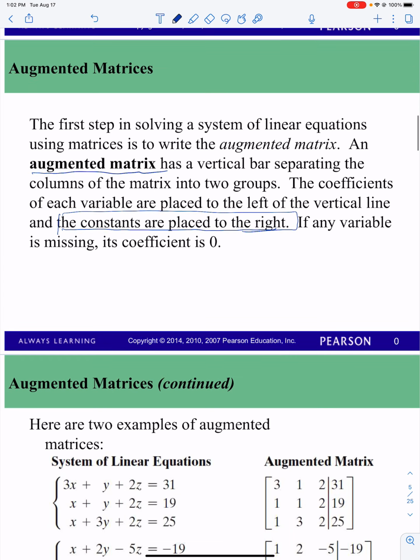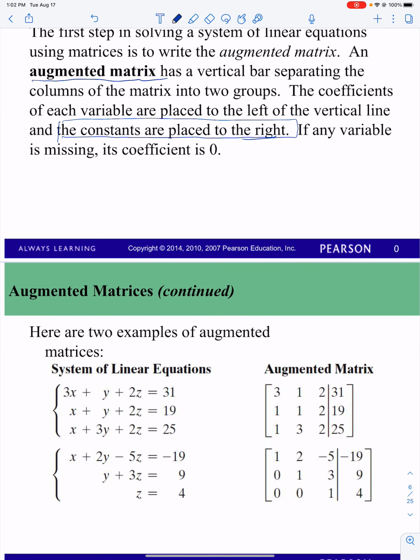Okay, so what does this mean? If you have a system of linear equations like this, the matrix of the coefficients will be on the left. It will be 3, 1, 2, 1, 1, 2, 1, 3, 2. So this is the matrix of the coefficients, and the augmented matrix will be what? You have a vertical line that separates the coefficients, and you put all the constants on the right side.